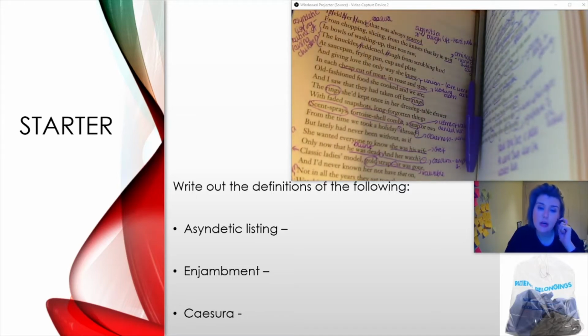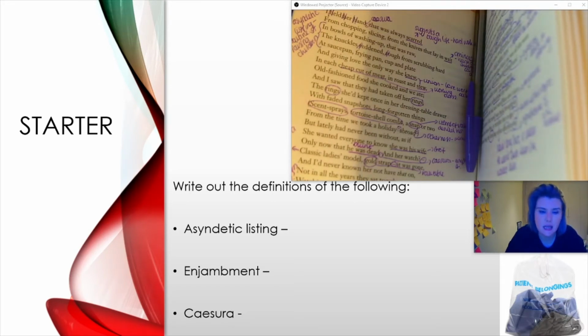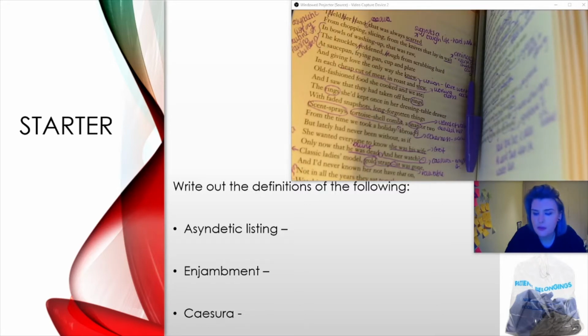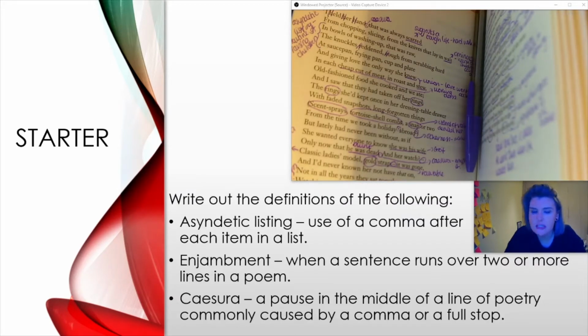As I said, if you were not in, just pause and have a little go at writing out the definitions of the following words. You've got asyndetic listing, you've got enjambment, and you've got caesura. So hopefully you've paused with that. The definitions then are as follows.